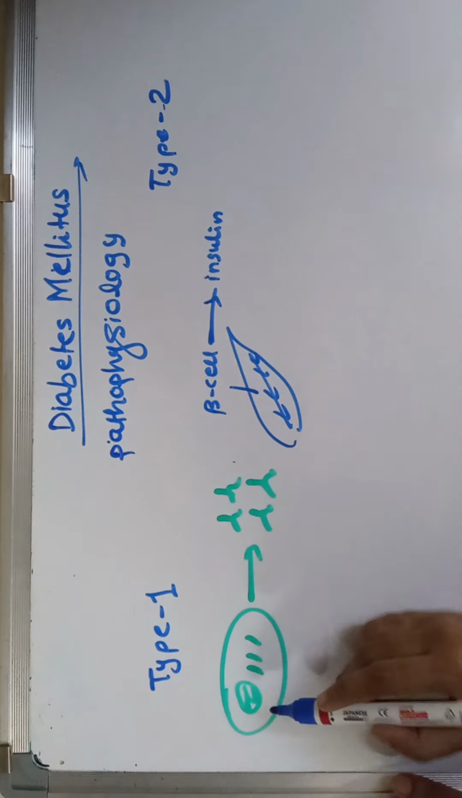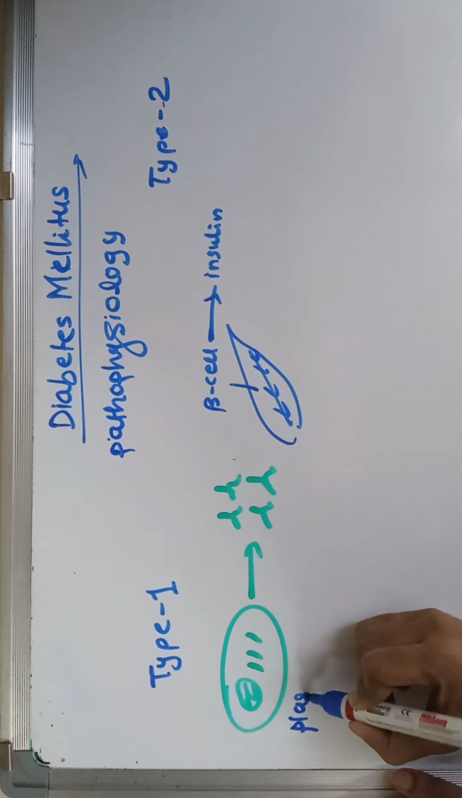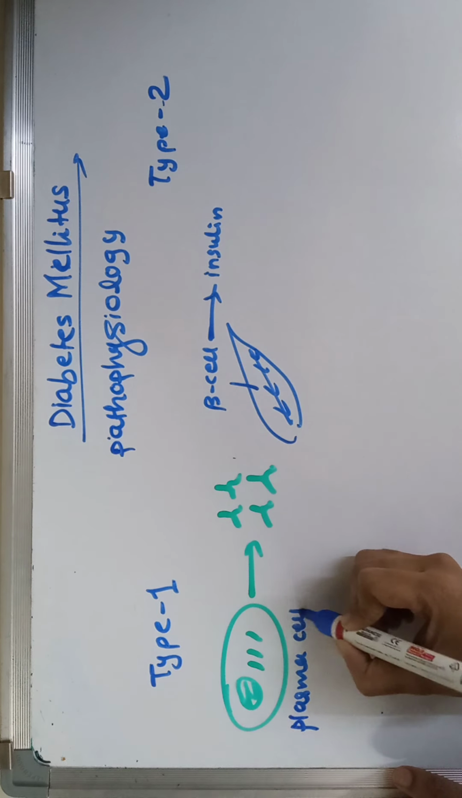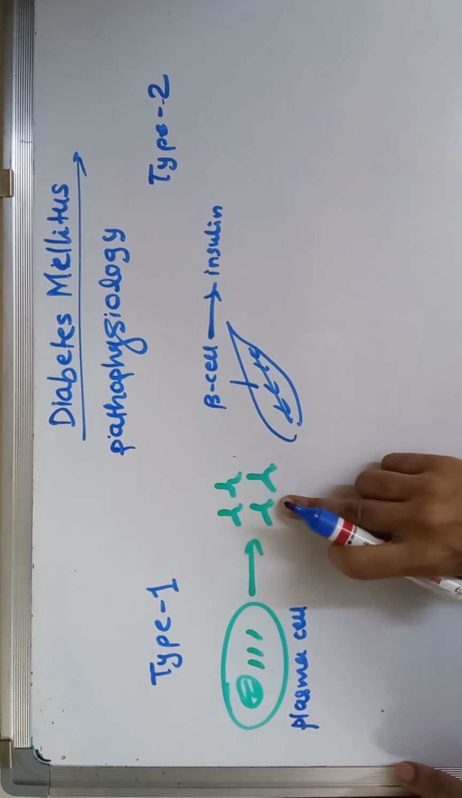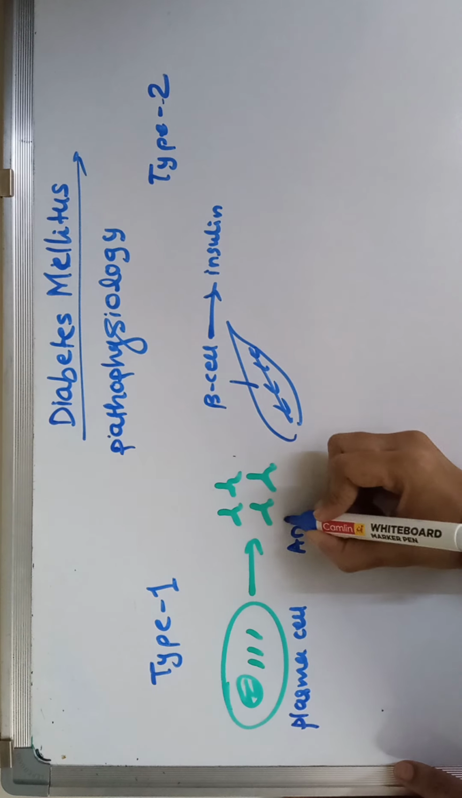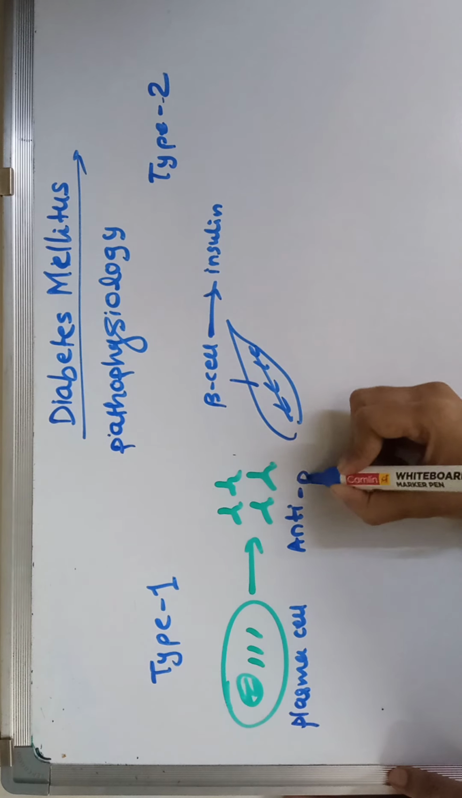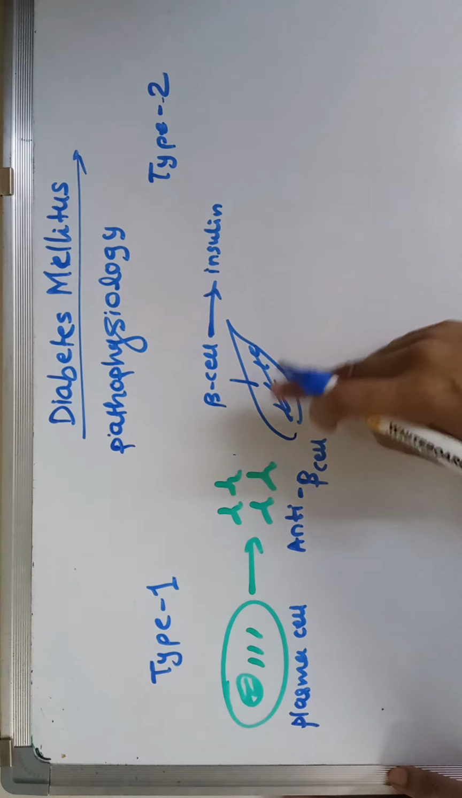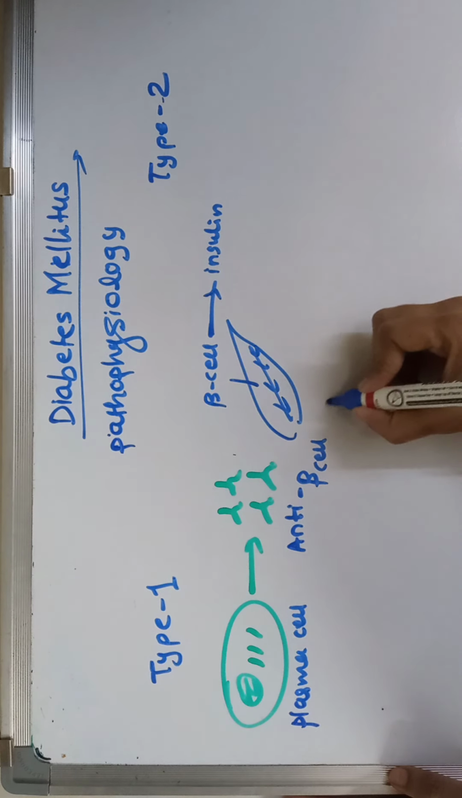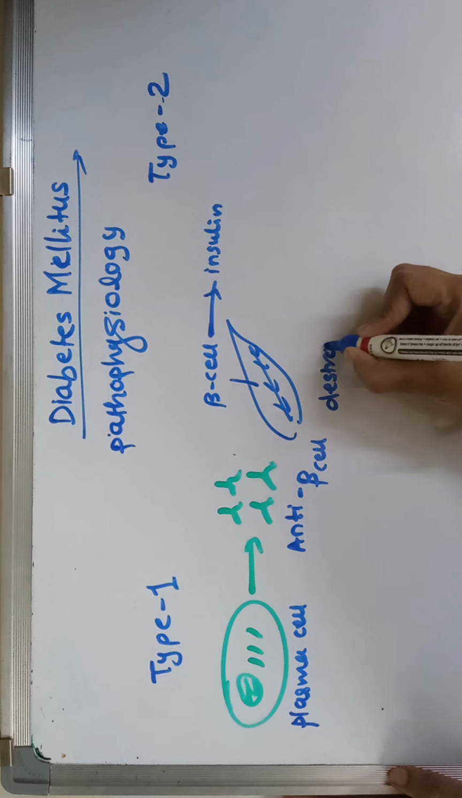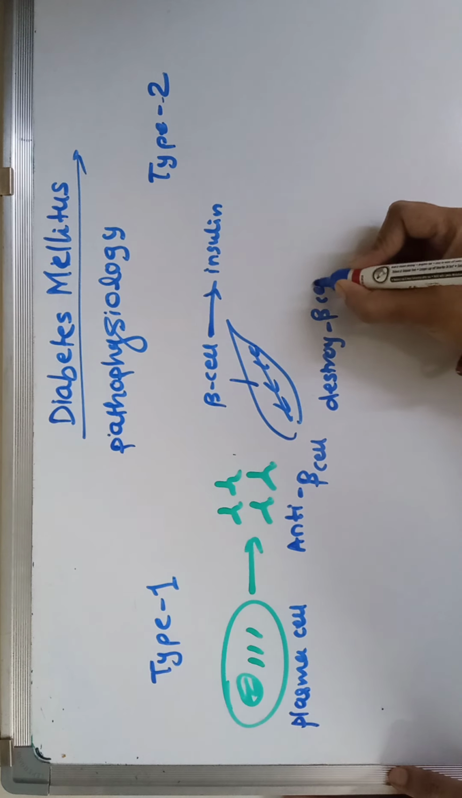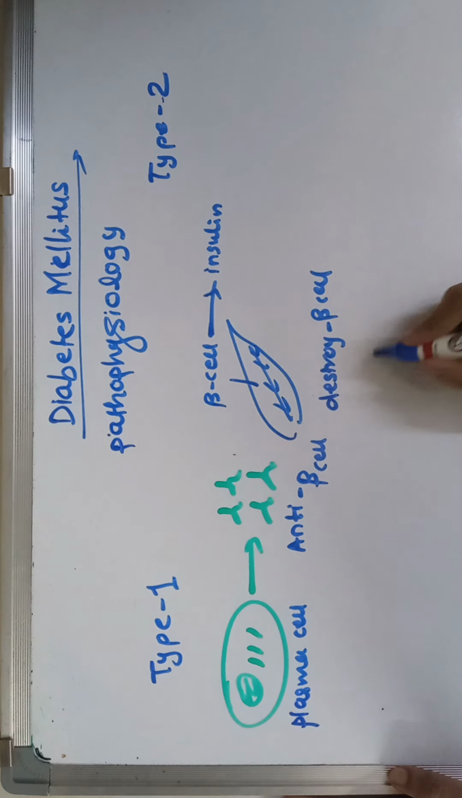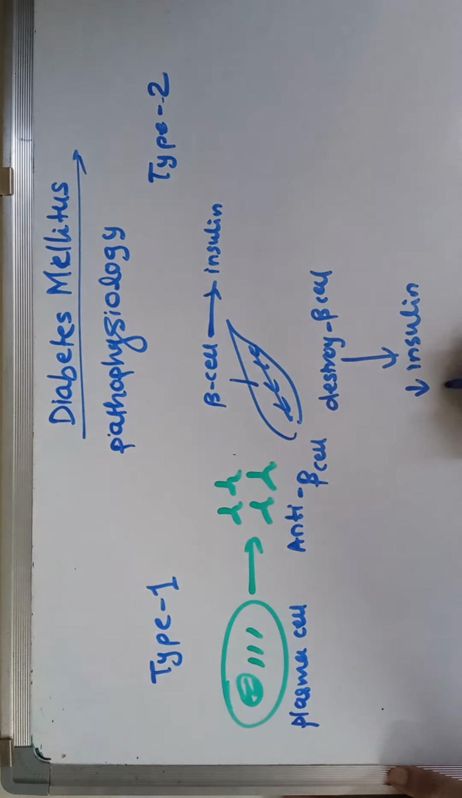So this plasma cell produces antibody against this beta cell, and because of this they destroy the beta cell. What happens because of this? There is low insulin or no insulin.